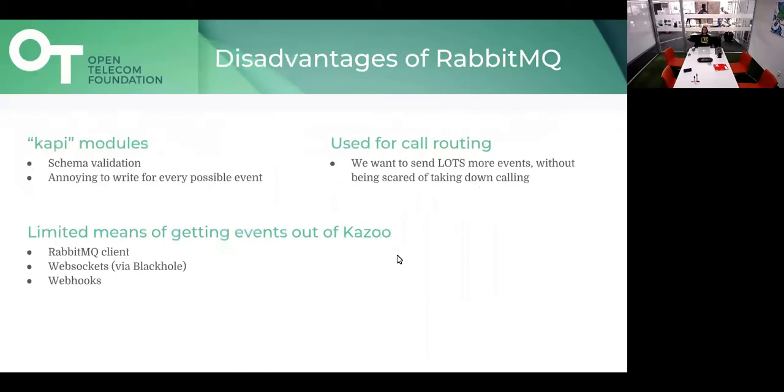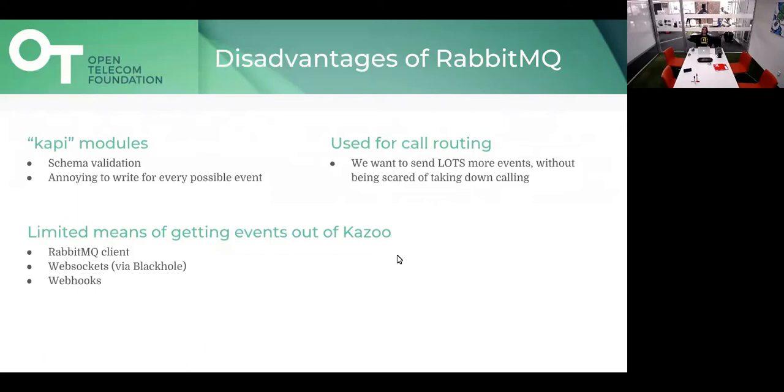For the purpose of getting events out of Kazoo, RabbitMQ isn't a great solution. So Kazoo has this notion of a CAPI module, which is kind of like an interface to these events, which has schema validation and allows you to bind to them easier. But that schema validation actually is incredibly annoying if you're wanting to send out lots of events, because you need to rigidly define each possible event you want to send. And that's just impractical if you want to be sending out events all the time as if you're logging it.